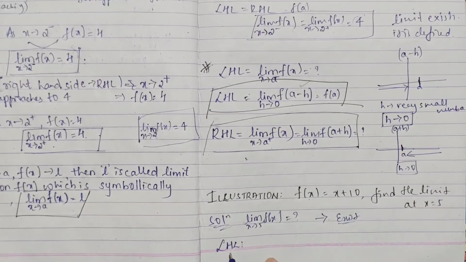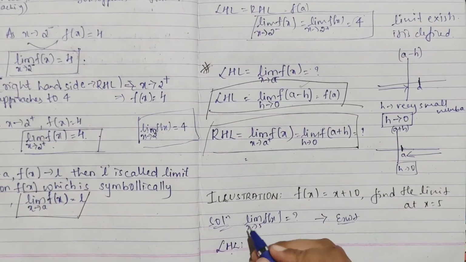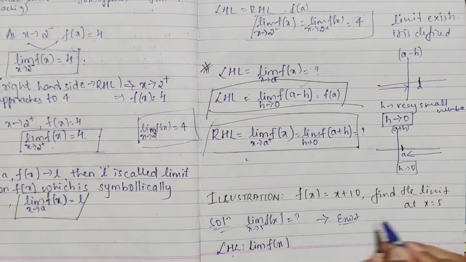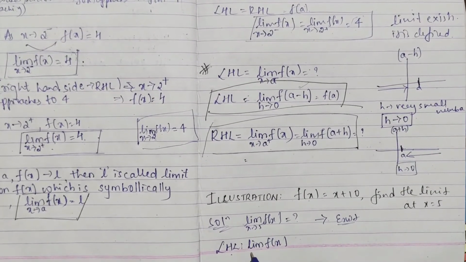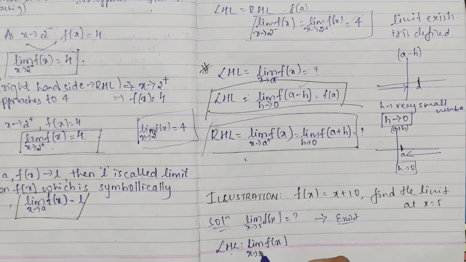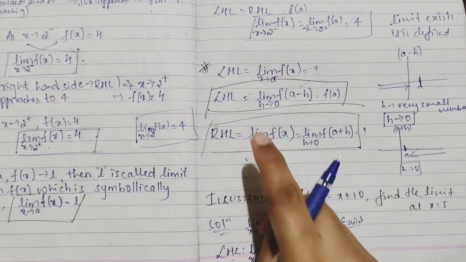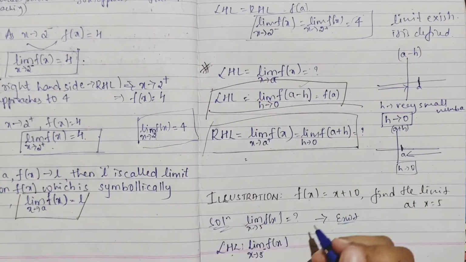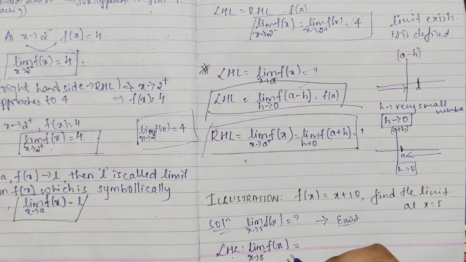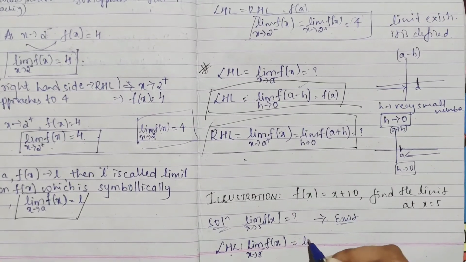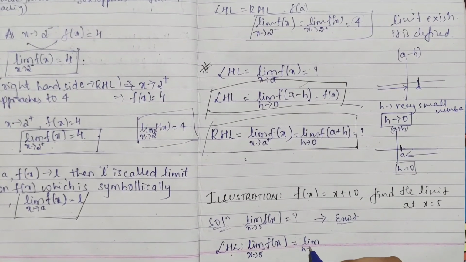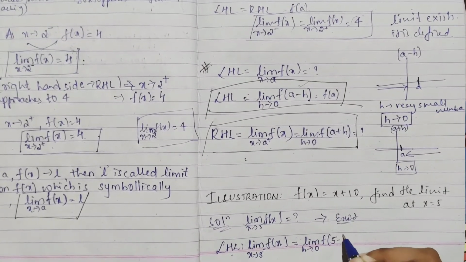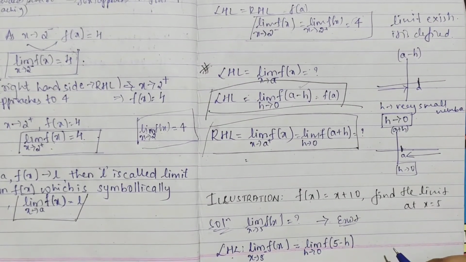Now, LHL is there. How do we go? Limit f of x. When it is LHL, x they have given as 5. So, LHL means x tends to 5 minus. What do you have to use? This is your first step, so you have to go to the second step. I will write here only. You can write the next step here. Limit, as h tends to 0, f of x will be replaced by 5 minus h.